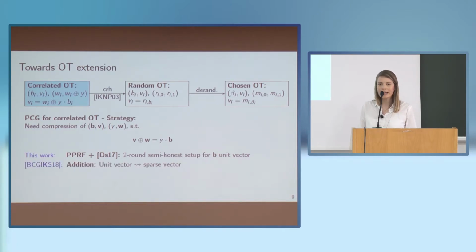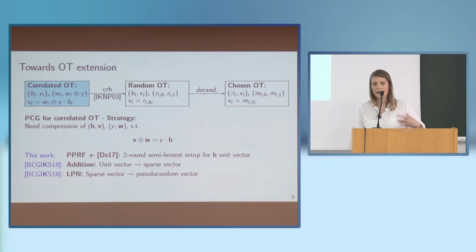Then, very briefly, if you have this for a unit vector, it's straightforward to get to sparse vectors, because you can just repeat it a number of times, and because you have an additive secret sharing, adding up all your shares will give you an additive secret sharing of Y times the sparse vector. And then the next step, the interesting part, is where the learning parity with noise comes in, and this is also why we are able to make it two-round: how do we get from a sparse vector to a pseudorandom vector.